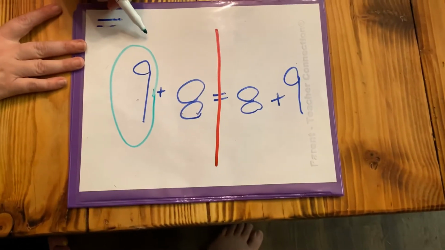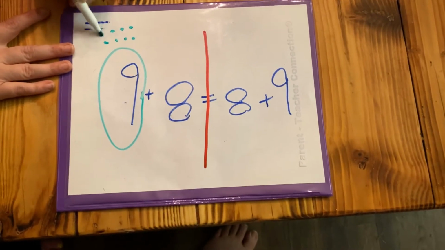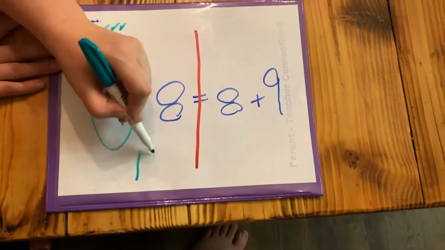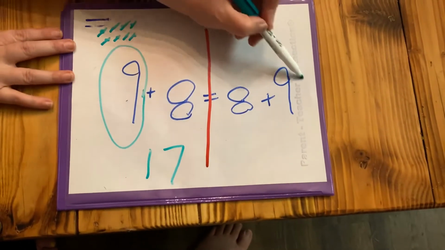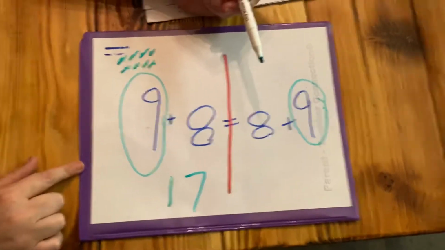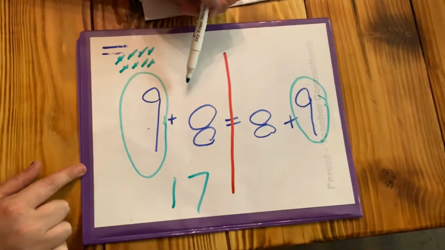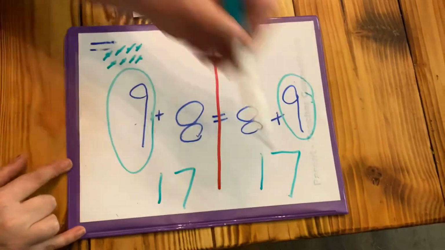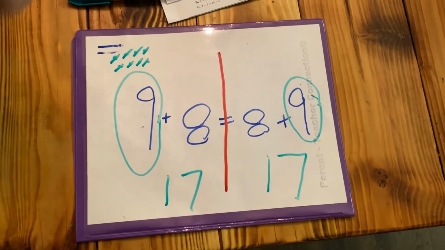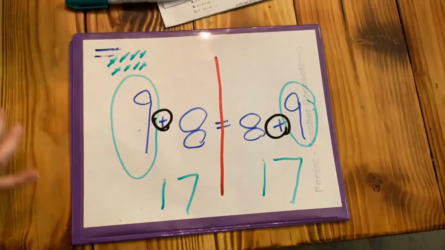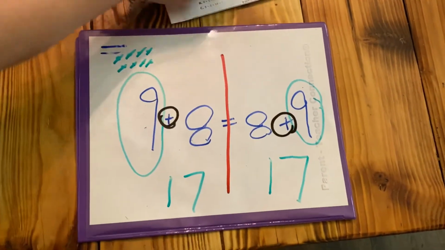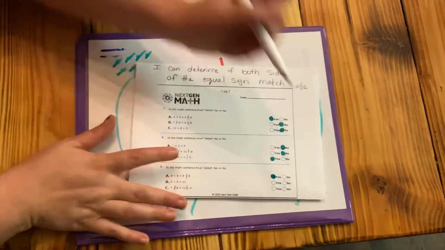So I have 9 and I'm going to add my 8. So 9, 10, 11, 12, 13, 14, 15, 16, 17. And then I get to do the same side thing over here. 9 plus 8. That's commutative property of addition. We practiced that already. These are the same numbers in different orders. So we know they have to have the same answer because it's addition. We are using that addition symbol, that plus, so we know they match. So 9 plus 8 equals 8 plus 9. Yes, this is true.